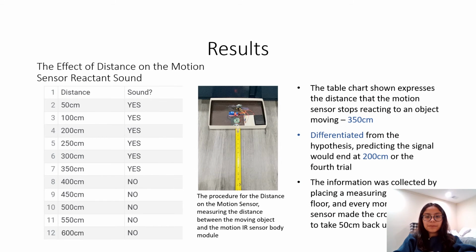As viewed from the table, a comparison between the object's distance from the sensor resulted in the farthest detection being 350 centimeters. From this graph, it's clear to say that the sensor may detect from 3.5 meters, unlike the hypothesis' prediction of the signal ending at 200 centimeters, better known as the fourth trial. The information was collected by placing a measuring tape on the floor, and every moment that the sensor made the crosswalk noise, I took the moving object 50 centimeters back until the sound finished.